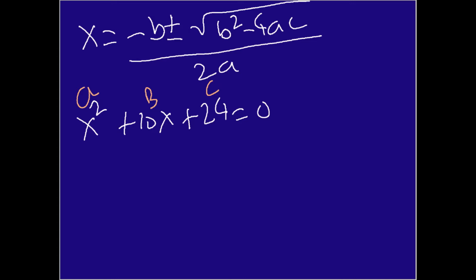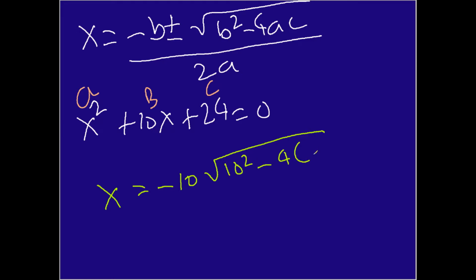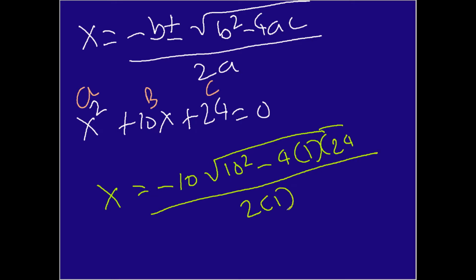So if I plug all this into my quadratic formula, I get the following. I get x equals minus 10 plus or minus the square root of 10 squared minus 4 times 1 times 24. All this is going to be over 2 times 1. So let me show you what's going on here. The b term is 10, so we put that in the appropriate spots here and here. The 1, that's the a term.